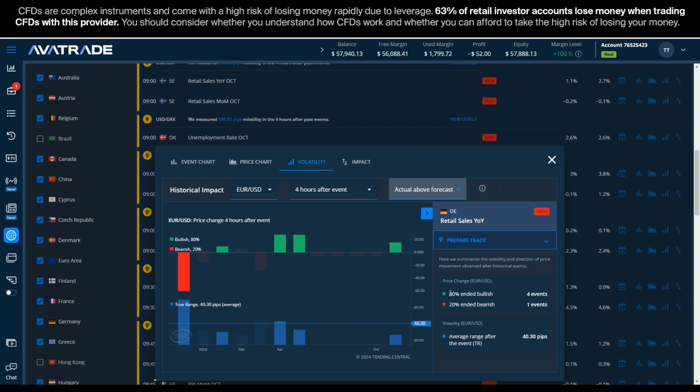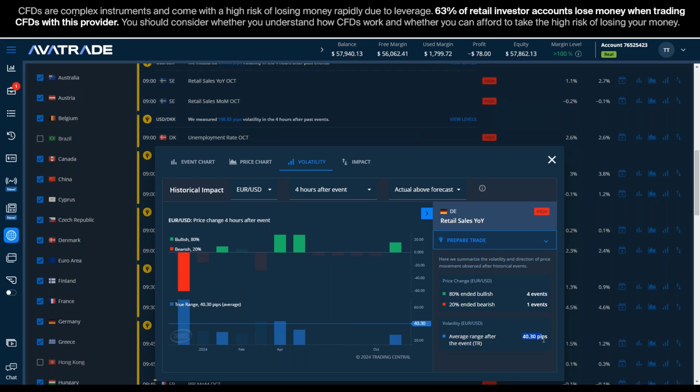But that's a pretty solid number there. 4 out of 5 times, 80% of the time, if the retail sales came in better than expected, above forecast, the euro strengthened. Now that makes sense too, right? When logically it makes sense in your brain and the statistics back it up, then maybe you have something there.